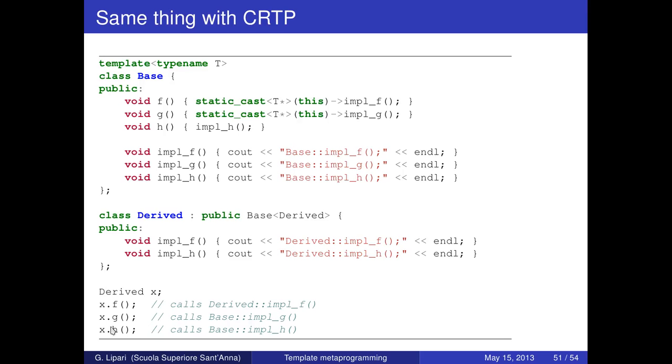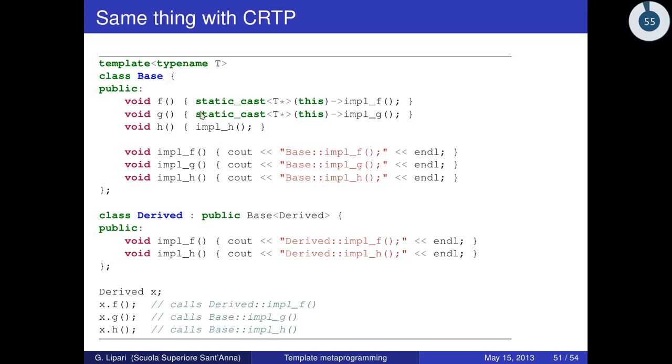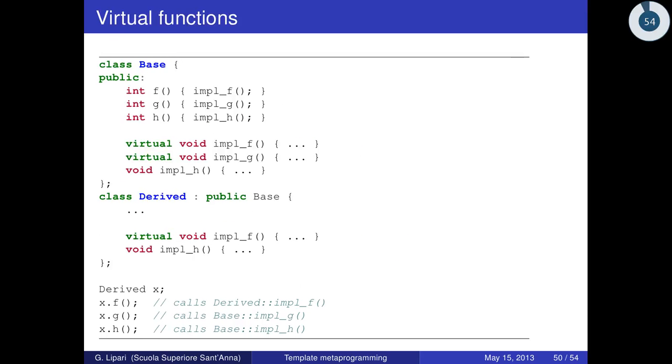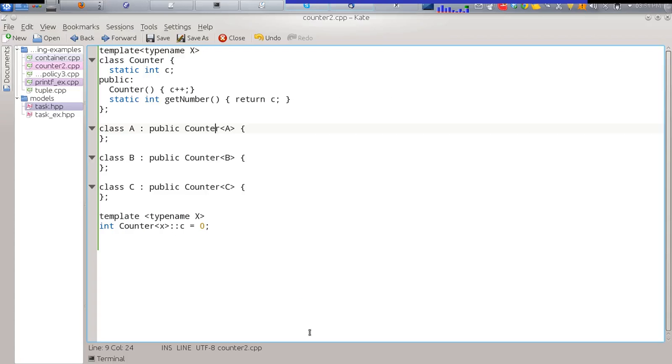And finally, when we call h, we just call h, because h was not virtual in the previous example, and so we don't do the static cast in front. So the behavior is going to be the same. In the previous case, we are going to have printed derived impl, base impl g, base impl h. And here we are going to have derived impl f, base impl g, base impl h.